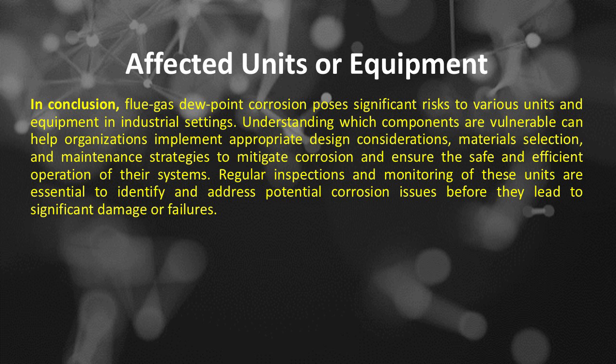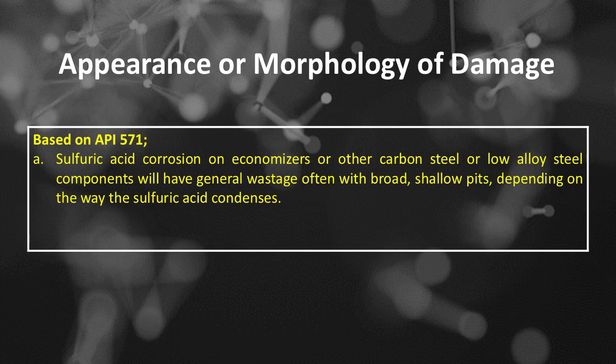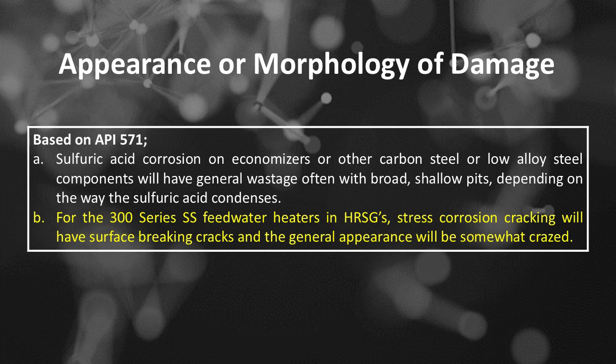significant damage or failures. Flue gas dew-point corrosion appearance or morphology of damage based on API 571: Number A, sulfuric acid corrosion on economizers or other carbon steel or low alloy steel components will have general wastage, often with broad, shallow pits, depending on the way the sulfuric acid condenses. Number B, for the 300 series SS feedwater heaters and HRSGs, stress corrosion cracking will have surface breaking cracks and the general appearance will be somewhat crazed.